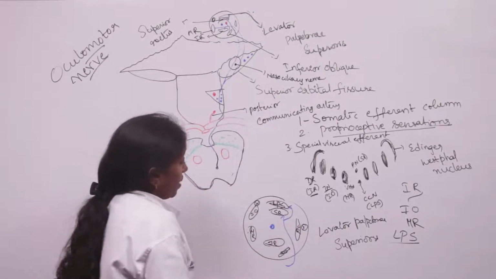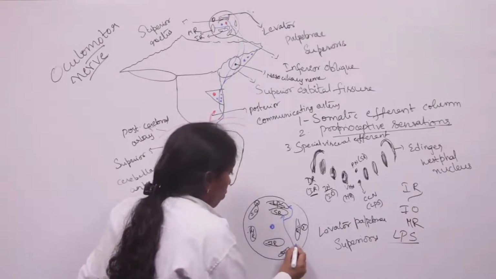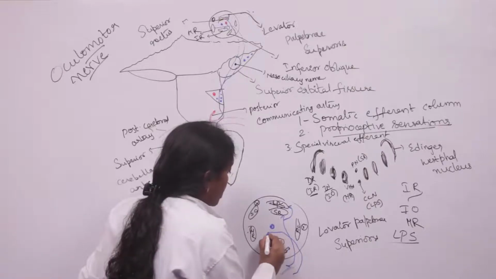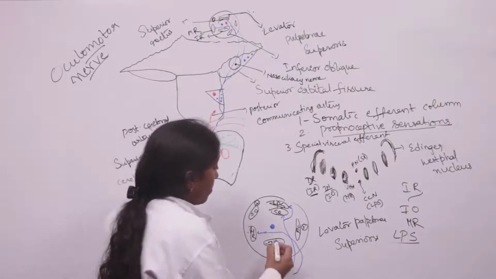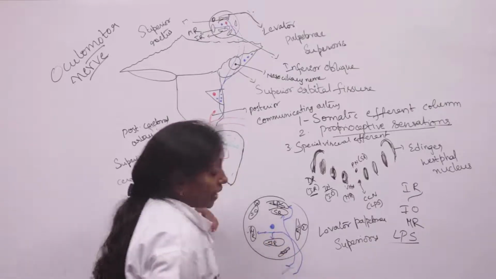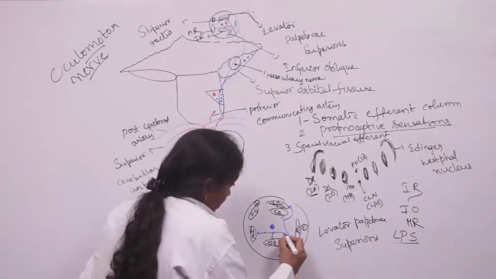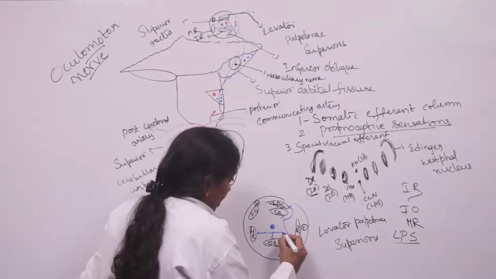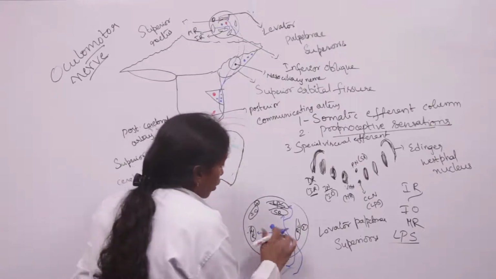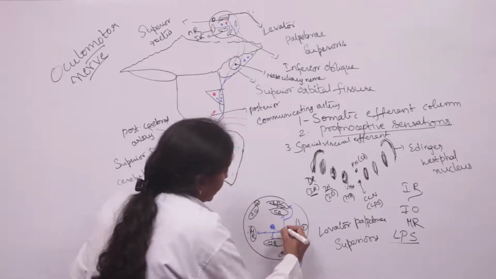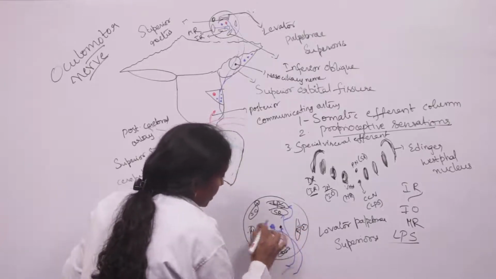Coming to the inferior ramus, it divides into three branches. One branch passes below the optic nerve and supplies the medial rectus muscle, and the other branch supplies the inferior rectus muscle. The third branch is the large branch, which supplies the inferior oblique muscle, and it also provides a communicating branch to the ciliary ganglion. The ciliary ganglion is situated here.